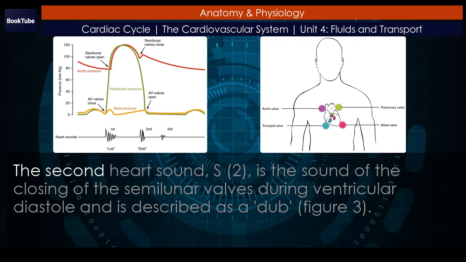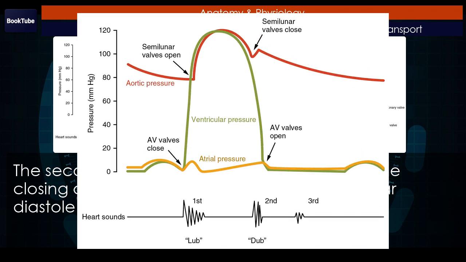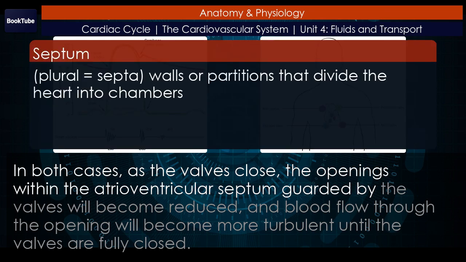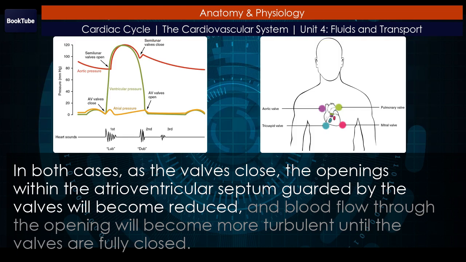The second heart sound, S2, is the sound of the closing of the semilunar valves during ventricular diastole and is described as a dub. Figure 3. In both cases, as the valves close, the openings within the atrioventricular septum guarded by the valves will become reduced, and blood flow through the opening will become more turbulent until the valves are fully closed.